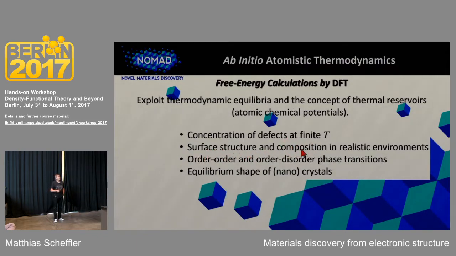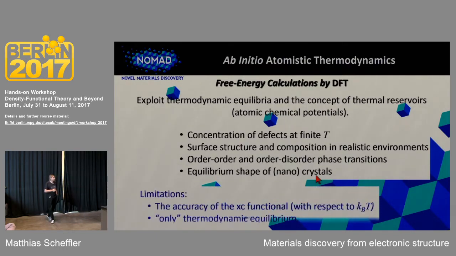What is a surface composition? We just said, if something is in a gas phase of hydrogen or oxygen, how much will it actually change, because oxygen will interact with the surface under realistic environments? You can look at order and disorder phase transitions, and you can look at equilibrium shapes of nanostructures. You can say, actually, what is the shape of a quantum dot? All this can be calculated with these types of thermodynamic conditions.